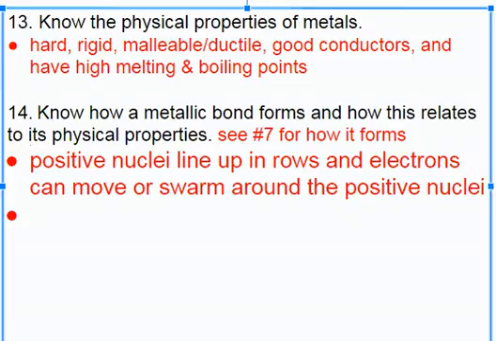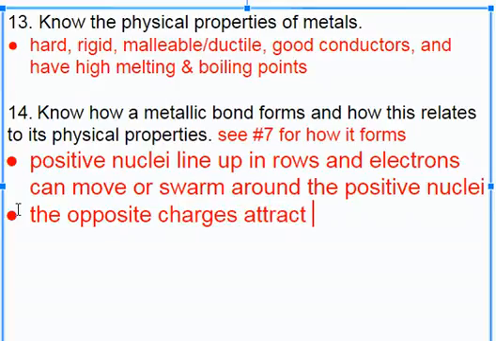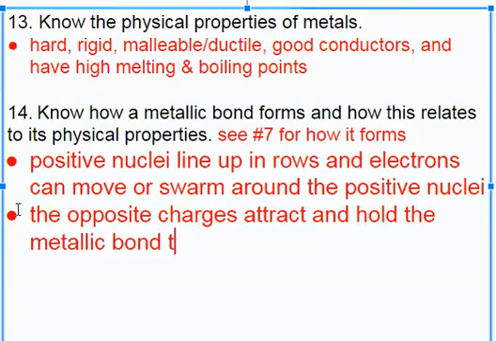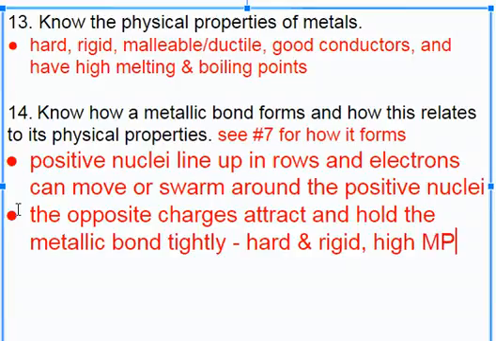So how does that relate to its physical properties? So the opposite charges, just like on the ions, the opposite charges attract and hold the metallic bond tightly. So that's why it's hard and rigid. And that's why it has a high melting point and boiling point, because those opposite charges are attracting and holding fairly tightly.